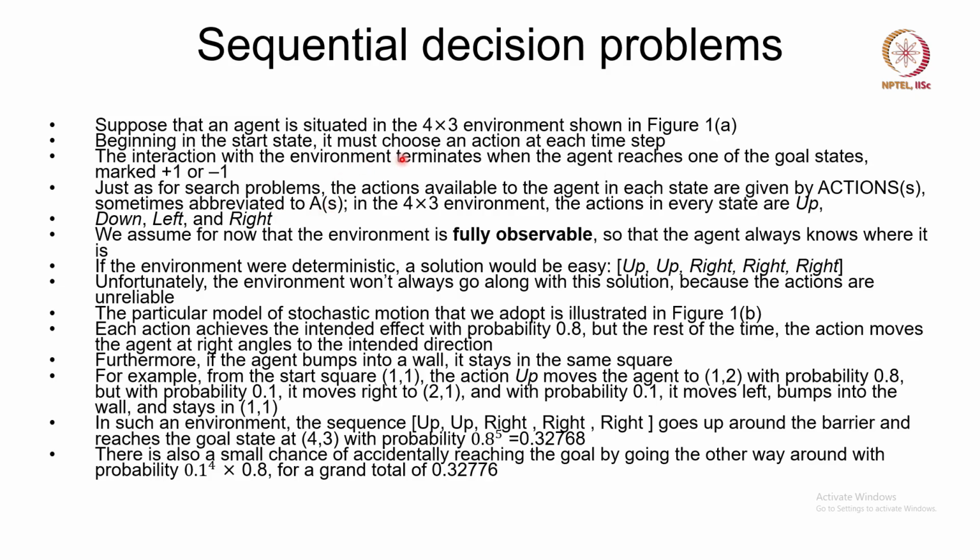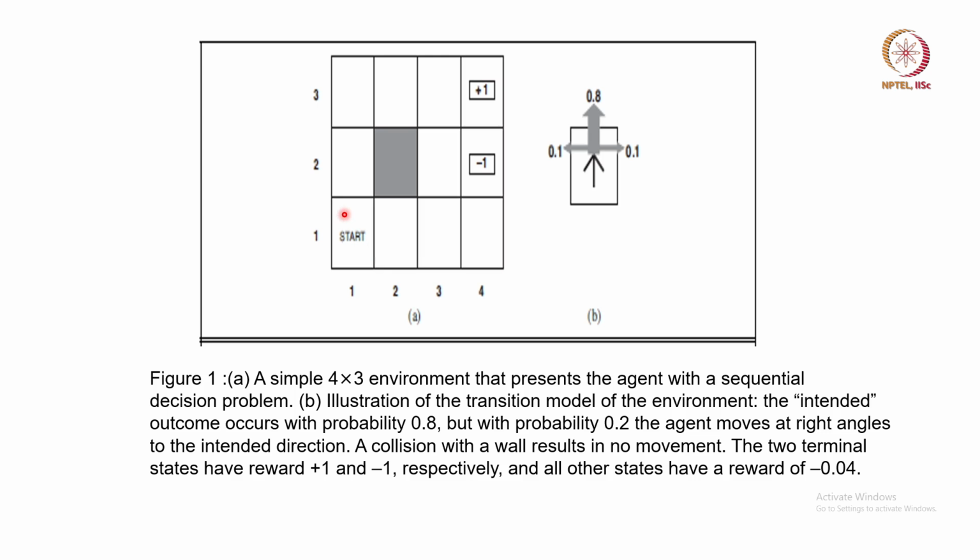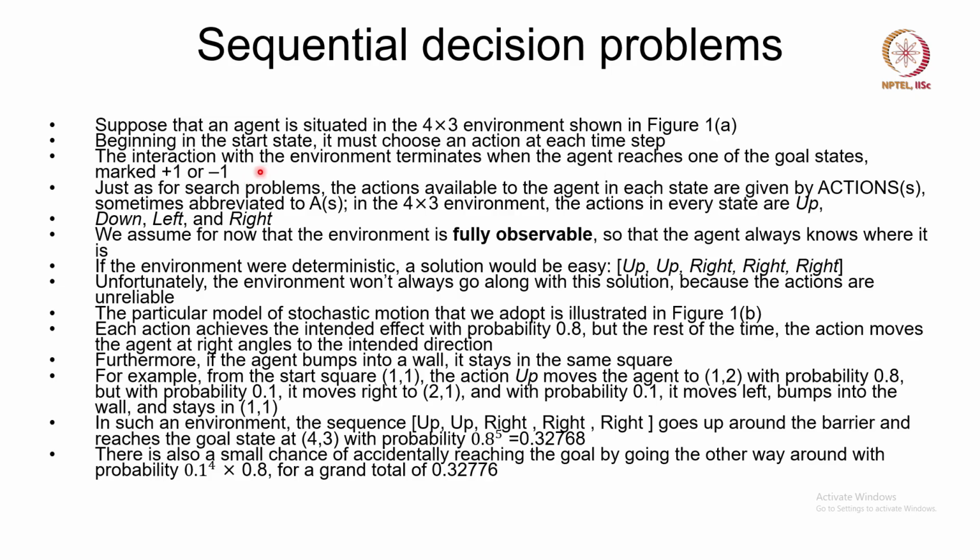So it needs to reach one of the two goal states. And the actions the agent can take are up, down, left and right. So that is A(s), or the actions at a state s. So we can see here that the best movement, or the best sequence of actions, would be up, up, right, right, right, right. So that is what we are getting over here.